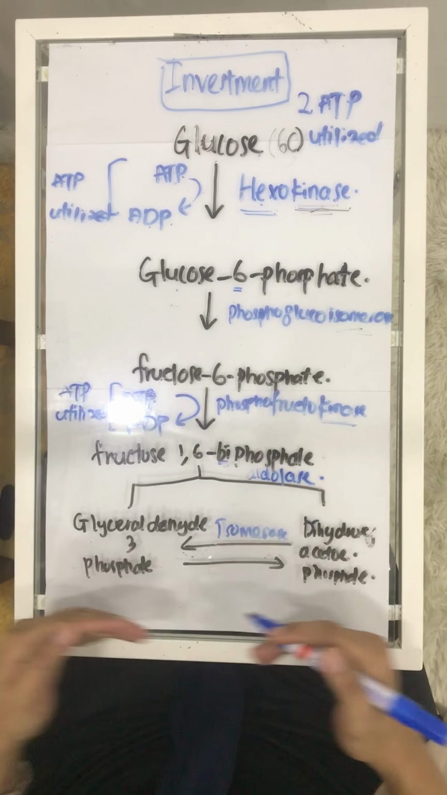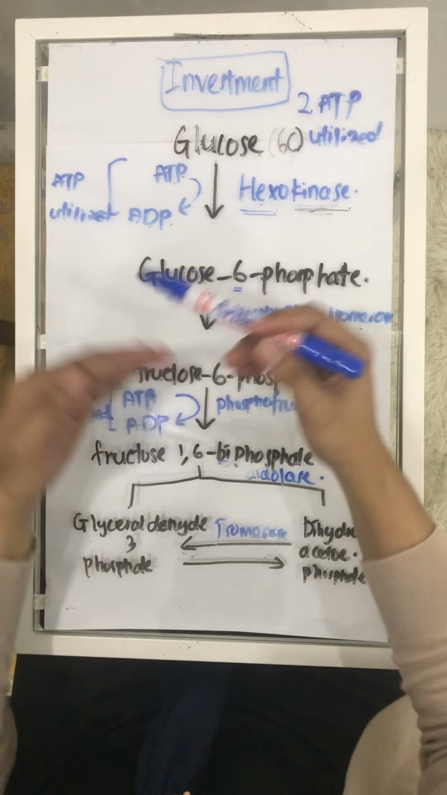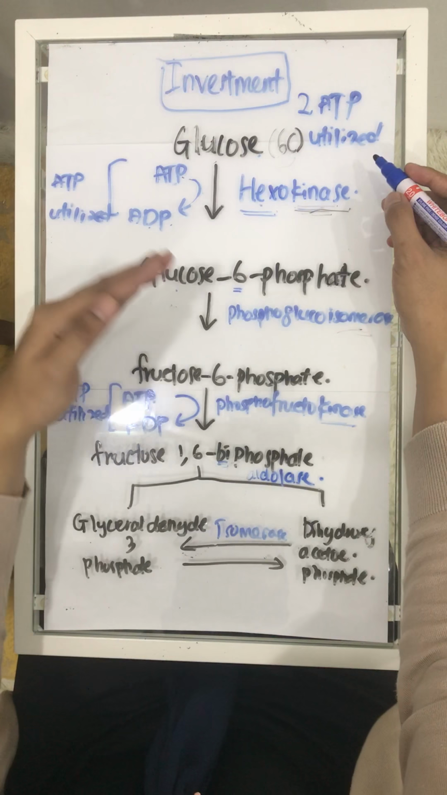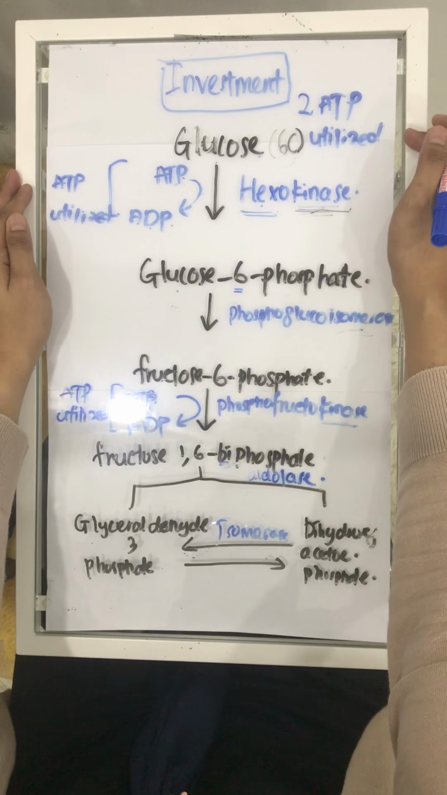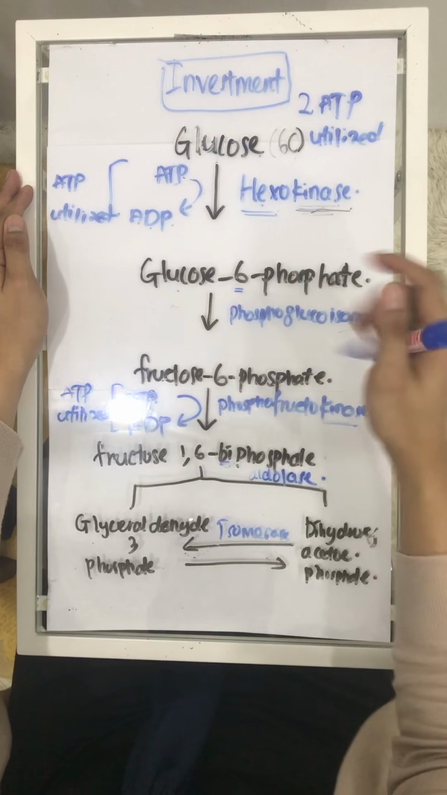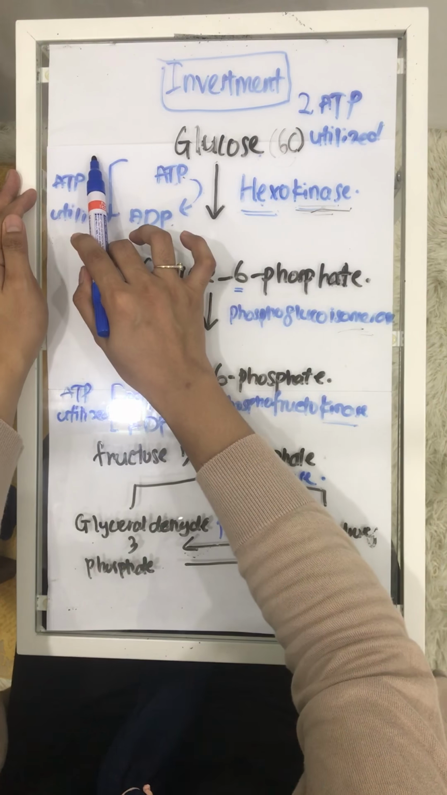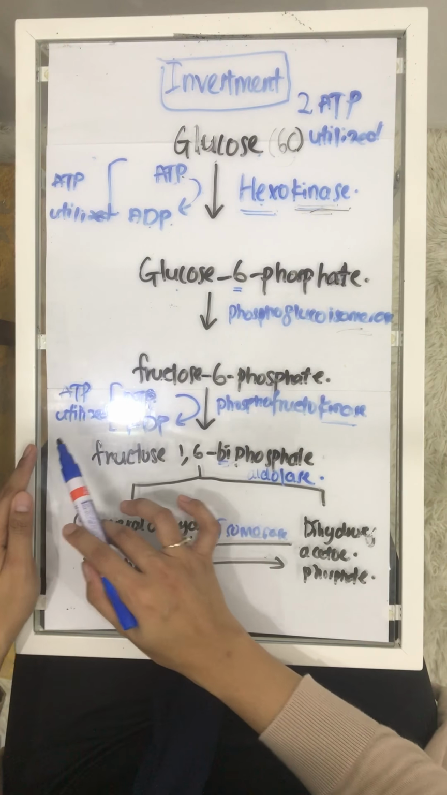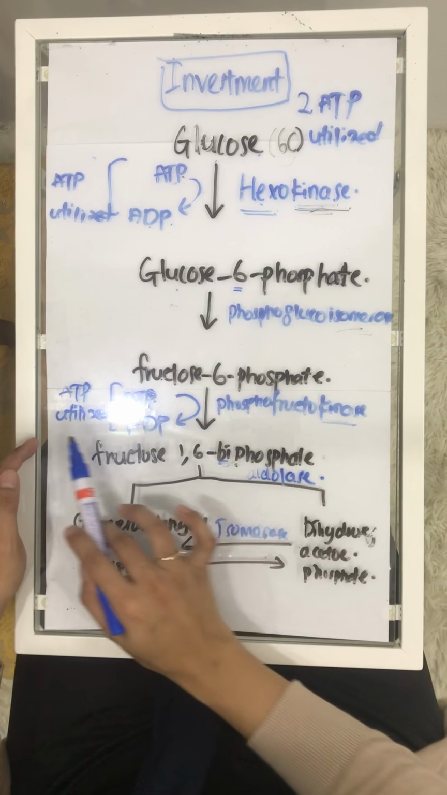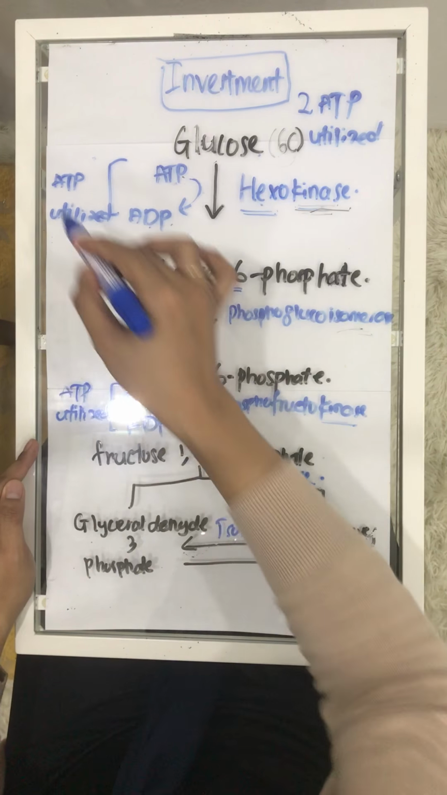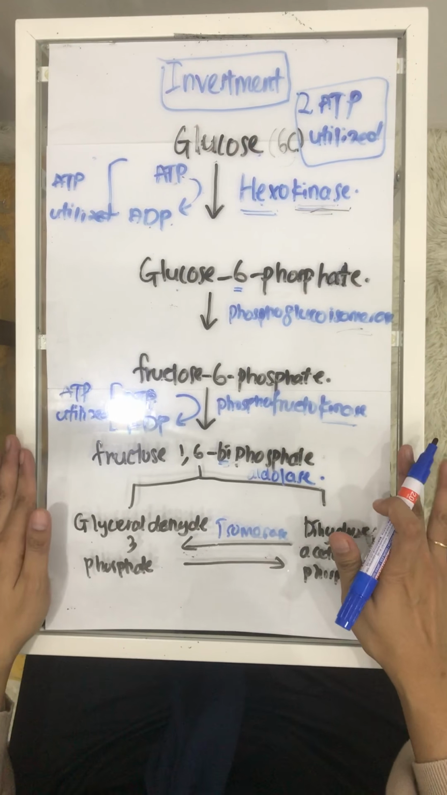So the investment phase only involves the use of 2 ATP. At the first step, glucose to glucose 6-phosphate, 1 ATP is utilized, and the second ATP is utilized at the third step, from fructose 6-phosphate into fructose 1,6-biphosphate. So the total amount of ATP used is only 2 ATP. That's all for the investment phase.